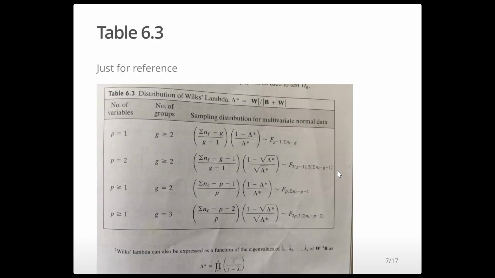And for reference, here's table 6.3 again. I was using the p greater than 1, g equals 2 case, which is the third row here, to get my F approximation.